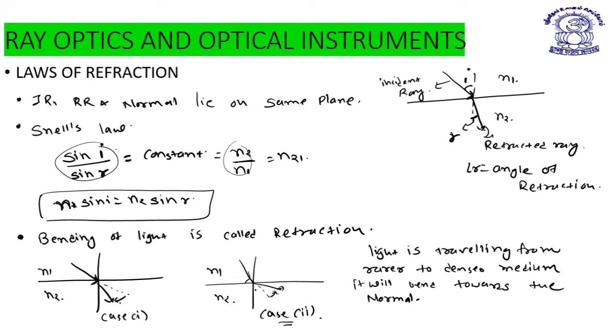In case 2, light is moving away from the normal. That means it is traveling from denser to rarer medium. So we can say that N1 is greater than N2 in this situation. Whereas in the first case, light is moving towards the normal, so it is traveling from rarer to denser medium. So we can say that N1 is less than N2 for case 1.